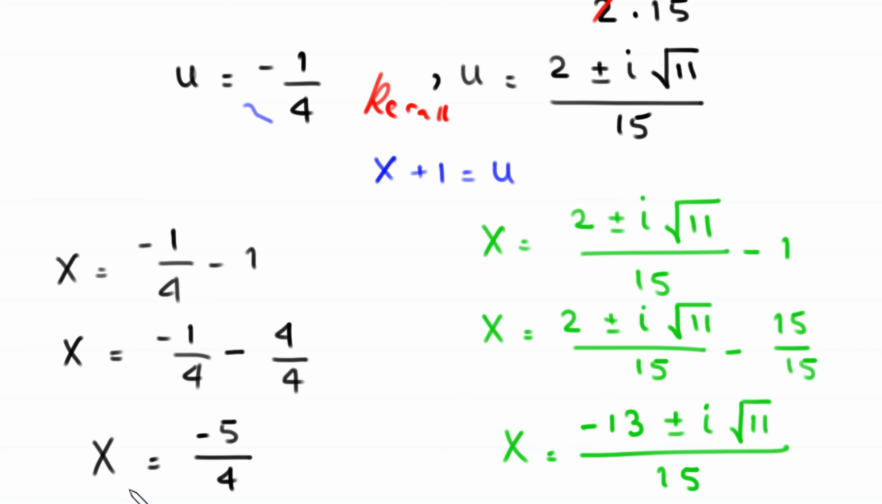This is first and this is second and third. So we have three solutions for this equation. First one is negative 5 over 4, and second and third is (negative 13 plus minus i times root 11) over 15.